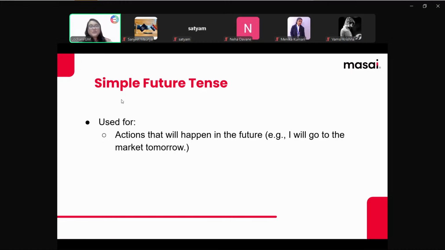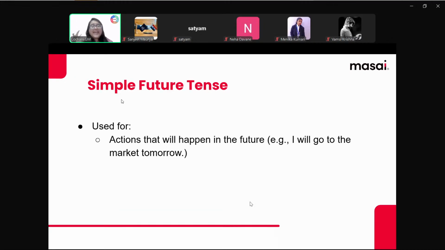You simply use will along with the verb. I will go to the market tomorrow. They will play cricket tomorrow. She will buy clothes tomorrow. There will be a party tomorrow. Whenever you want to talk about something that is going to happen in the future, you simply use the future tense. And the only logic with future tense is you just use the word will along with the verb. So in this sentence, there will be a party tomorrow, what do you think is a verb, guys? There will be a party tomorrow.